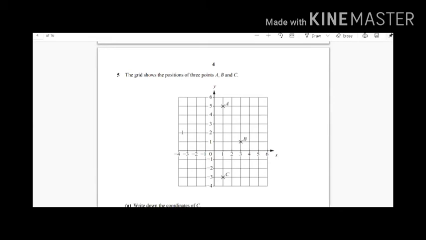Rhombus means all sides equal. The diagonals are different in length, but all sides are equal. That is a rhombus. So where will you place the point? -3, 1. Okay, you said the point should come over here, right?